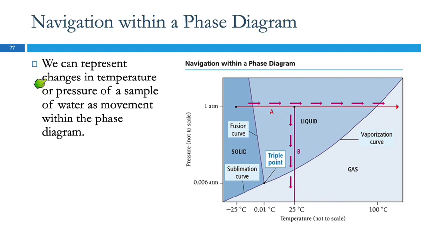We can look at changes in temperature or pressure and see what happens as we change them. So here, if we're at a constant pressure and we increase the temperature, we see that water goes from a solid to a liquid and then to a gas. If we keep it at a constant temperature and decrease the pressure, we see that the water will begin to boil. It will turn into the gas state at a certain pressure.